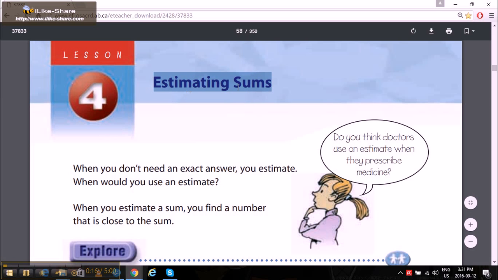Estimating means taking an educated guess, okay? An educated guess means a guess that we base on our thinking skills and not just some random thing that we come up with, okay? Sums means adding, all right? So just right away we can tell that we are estimating. We are probably using rounding sums. We're rounding numbers, okay? So here we go.